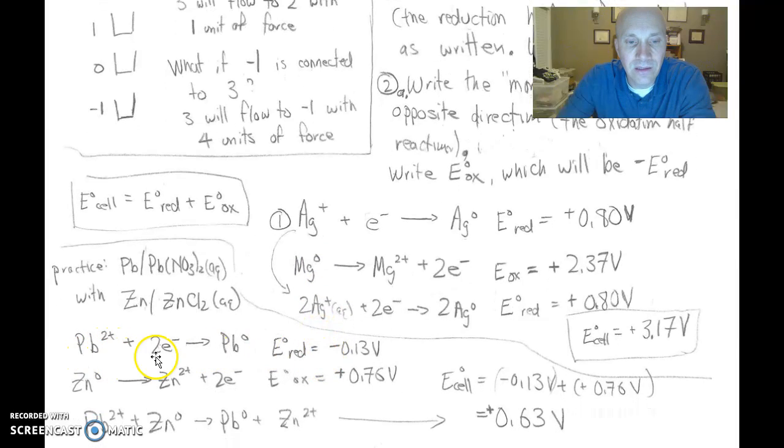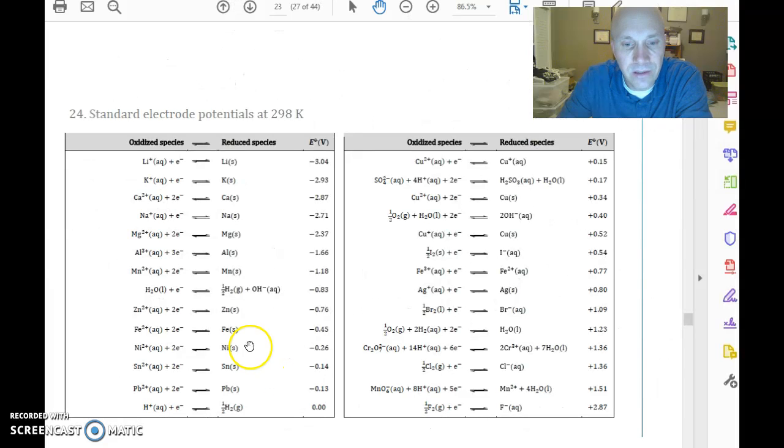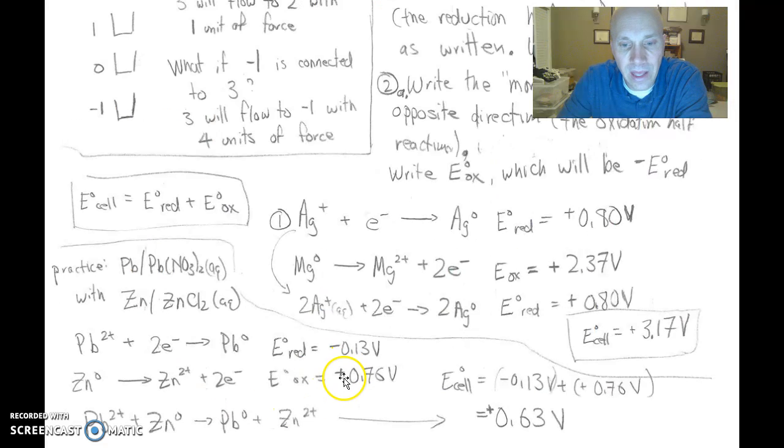We're going to write that lead one as a reduction. And since we're going to take that zinc one and turn it around, we write it as the oxidation. And remember, when you do that, you take the value that you had here and you write it as a positive number. That's to indicate that if you do this in reverse, this is now the voltage that you would have as an oxidation. All right. So again, the same concept. The overall electromotive force of the cell is the sum of these two things. So we're going to add these two things up, and that gives us positive 0.63 volts.